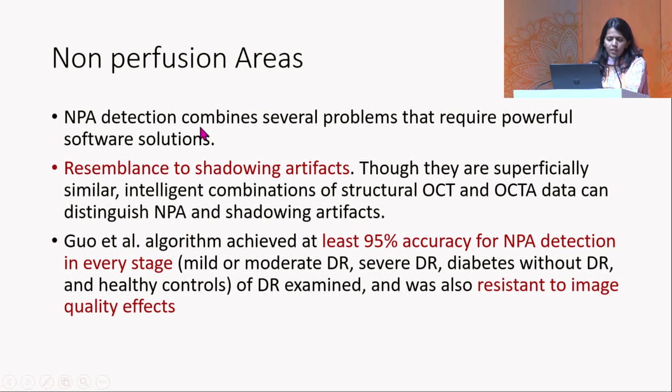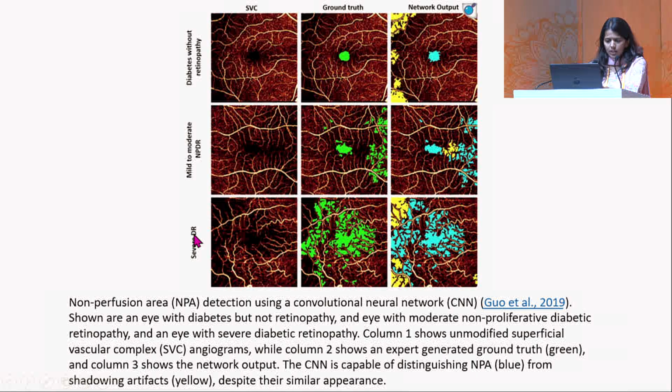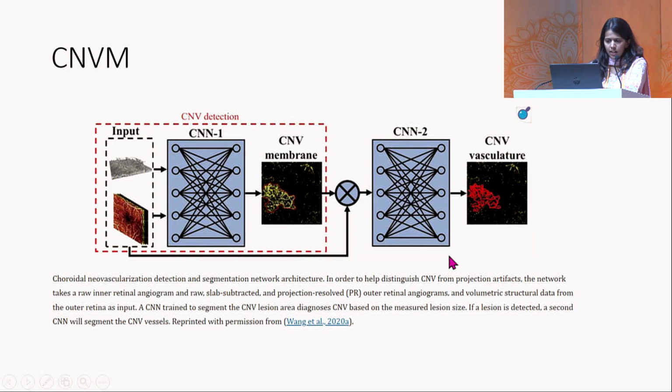Non-perfusion areas, we all know that they are very important to identify certain vascular pathologies, and they are very similar to shadowing artifacts. Though they are superficially similar, intelligent combinations of structural OCT and OCT angio data can distinguish these non-perfusion areas and shadowing artifacts. So the deep learning algorithms can again identify these with more than 95% accuracy, and they're resistant to image quality artifacts. So this is a non-perfusion area. We can see all these non-perfusion areas have been differentiated by the CNN from any shadowing artifacts. The yellow ones are the shadowing artifacts and the blue ones are the actual non-perfusion areas, which has been done by a deep learning algorithm.